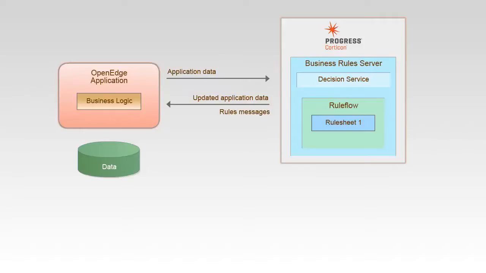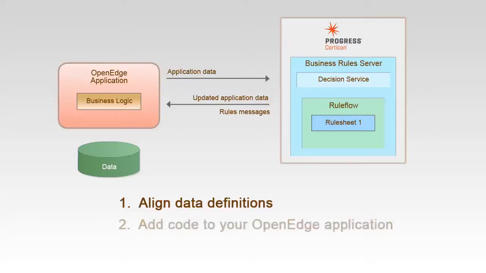To use Corticon Business Rules in an OpenEdge application, you need to do two things on the OpenEdge side. First, you must align data definitions in OpenEdge with the rules vocabulary in Corticon. A Corticon vocabulary is the set of terms used when defining business rules. To do this, you can export a pro dataset or temp table as a business rules vocabulary definition, or .brvd file. This file can then be imported into Corticon to generate a vocabulary. Second, you have to add code to your OpenEdge application to connect to and use a Corticon decision service using the Business Rules API. A decision service is a set of deployed Corticon business rules.